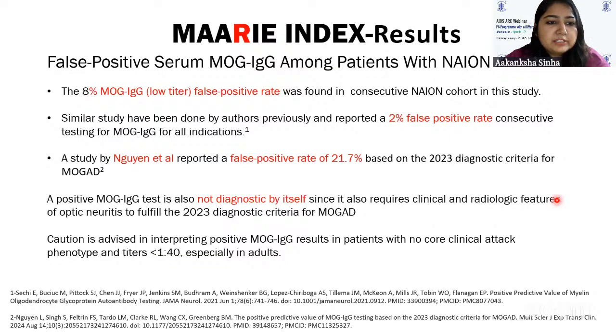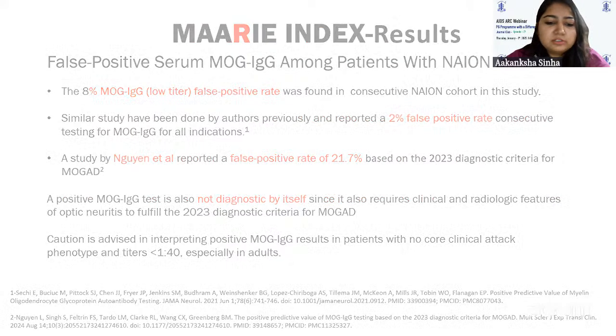Now coming to the second part, that is false positive serum MOG IgG testing. In this study, 8% of patients were seen to be false positive. A similar study was done by the authors previously that showed a 2% false positive rate, and a similar study by Nguyen et al. showed a 21.7% false positive rate. So it can be seen that there is a lot of variability, and it cannot be used solely as a diagnostic technique. Other factors like clinical and radiological features are important, and in all, small titers of less than 1:40 cannot be taken as a diagnostic criterion.